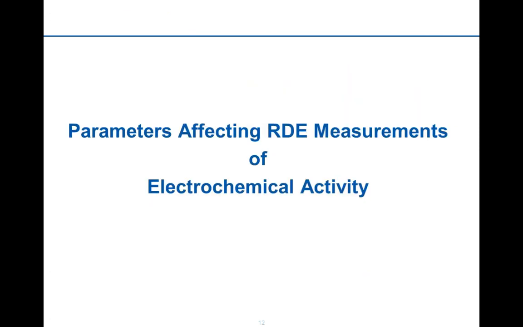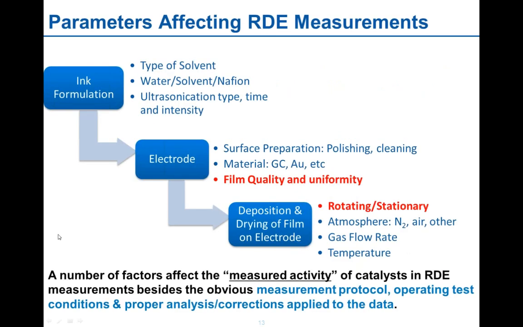At this time, we're going to switch into the parameters affecting RDE measurements. And before I pass it on to Yannick, we have broken up the parameters into ink formulation, electrode, and deposition of film. At this time, Yannick will focus on film quality and uniformity and rotating and stationary methods of drying and forming films. Yannick? Yes, so thank you, Sham.